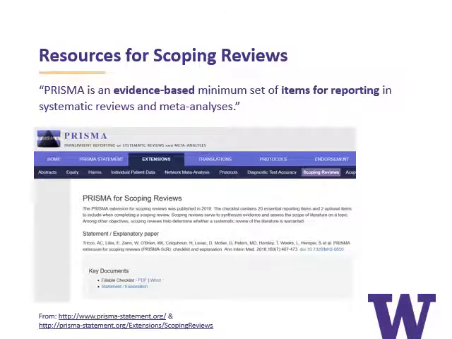If you need information about scoping reviews, PRISMA offers a checklist of items that are important to include. PRISMA is an evidence-based minimum set of items for reporting in systematic reviews and meta-analyses. You can find PRISMA's resources at the websites listed on this slide.